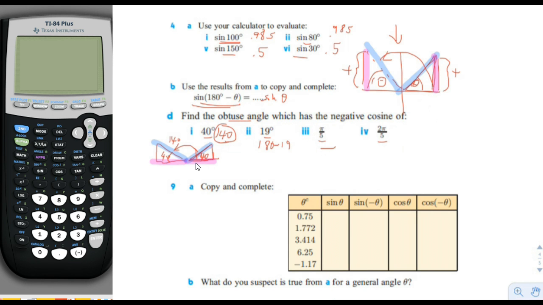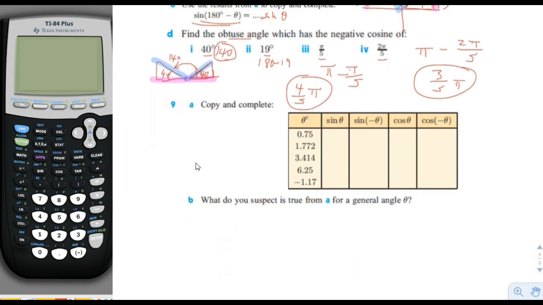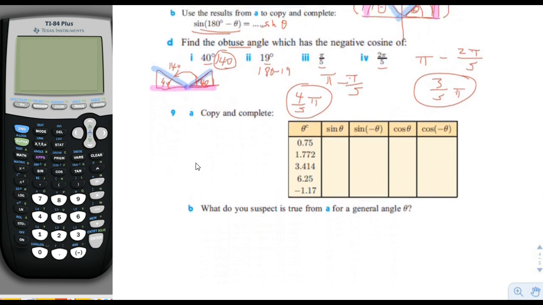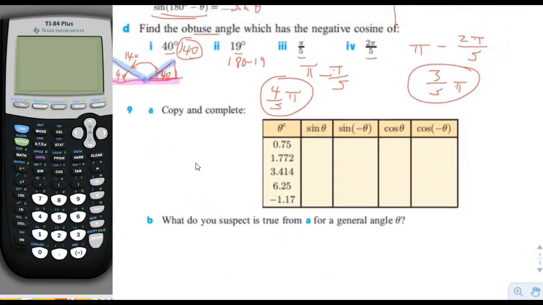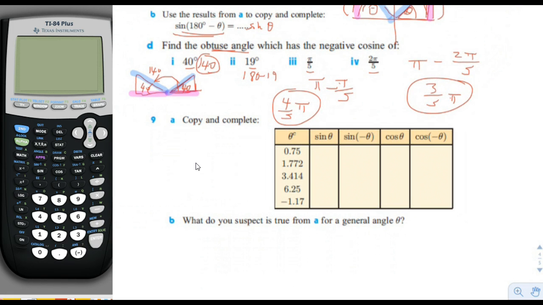It would be pi minus pi over 5, which is equal to 4/5 pi. Okay, 2 pi over 5, that would be pi minus 2 pi over 5. So that would be 5 over 5 pi minus 2/5 pi, which is equal to 3/5 pi. Okay, copy and complete. Basically, what this is saying is that when you have a mirror image angle like this, the cosine is going to be the negative of the original cosine.